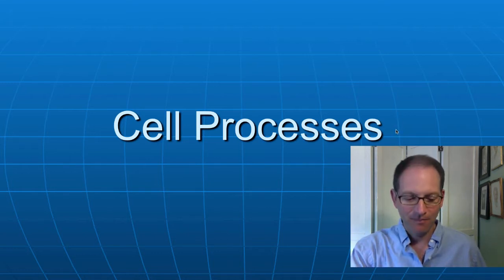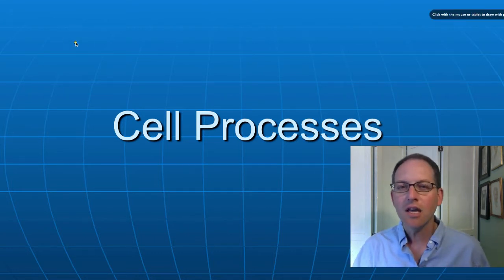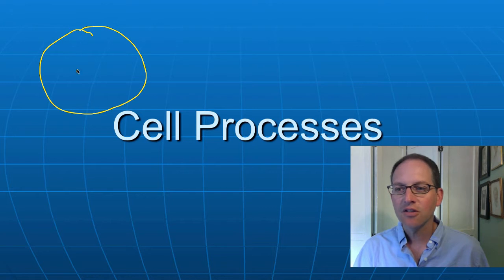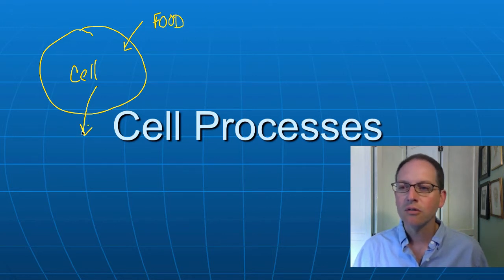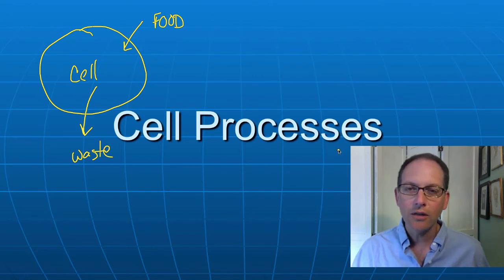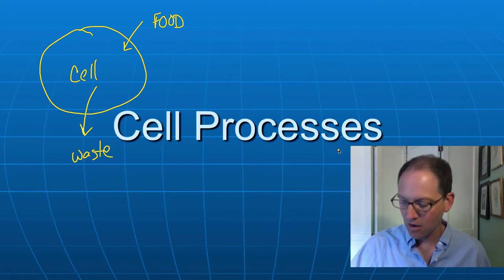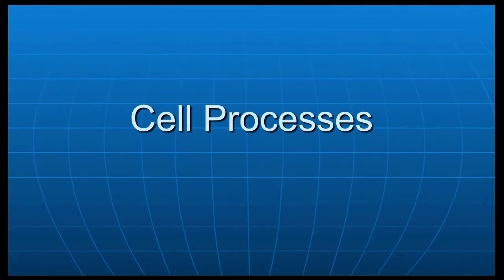Well, what does that mean? What we're going to do today is look at what happens within a cell, and specifically, if this is a cell, how does stuff get into a cell, and how does stuff leave the cell? So what kind of stuff needs to go in? Well, you need to have food, oxygen, and nutrients. What needs to go out? Waste and other things. So that's our topic for today: how does stuff go into and out of a cell?